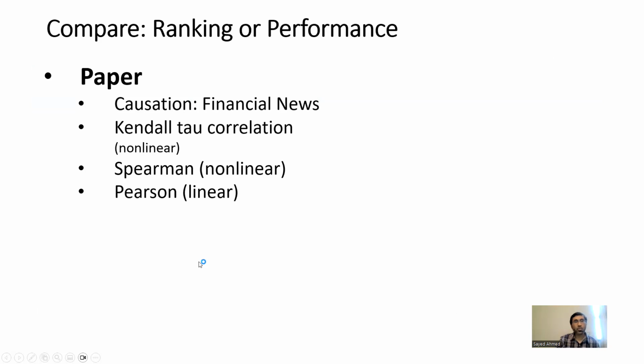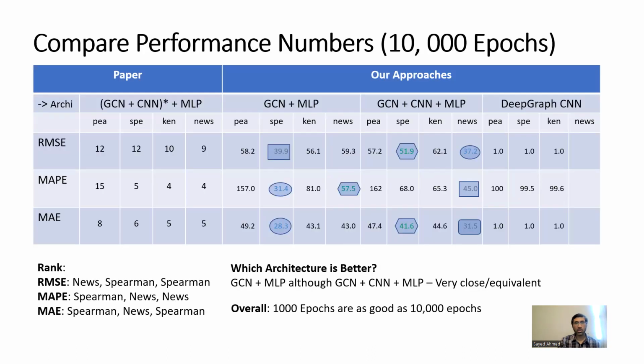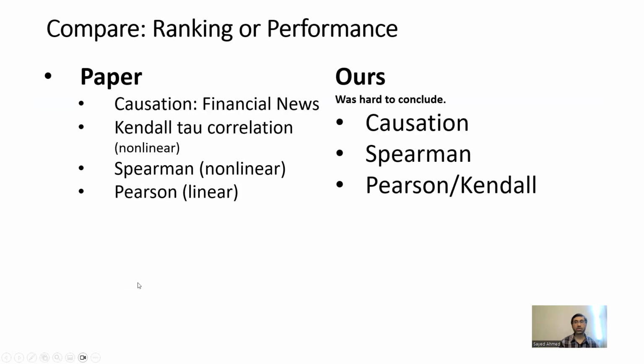In terms of ranking, in the paper the order is Kendall, then Spearman, Pearson. In my case, I still say Kendall, Spearman. From the figure, it looked like sometimes Kendall was better than Pearson, but if I count how many times they came, I believe Pearson might be better. So I put them as a tie.